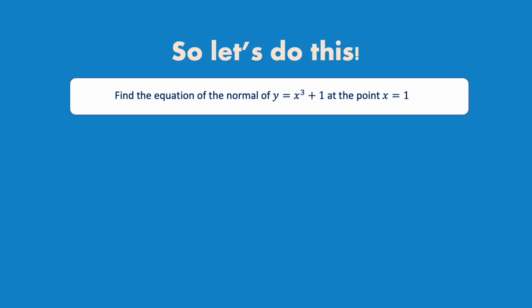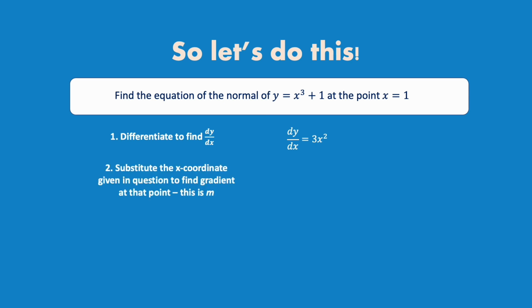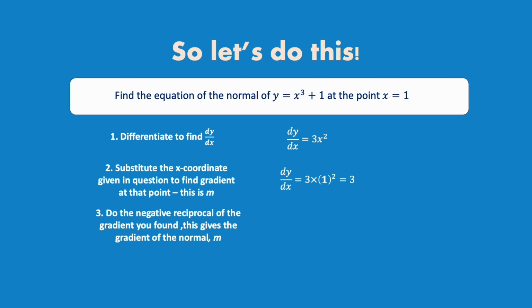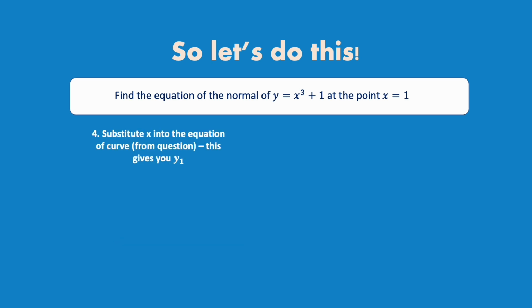So let's do that then. So differentiating, so timesing through by the power and taking 1 away, leaves us with 3x squared. Putting our x coordinate into that, we'll substitute 1 in, and we just get 3 for that gradient. But we need to do the negative reciprocal of that to get the gradient of the normal, okay? So by doing that, we get that the gradient m is minus 1 over 3, and that is the gradient of the normal. The x coordinate is our x1, so we know our x1 is 1. And then we can substitute that x back into the original equation to get our y coordinate. So in this case, y1 will be equal to 2.